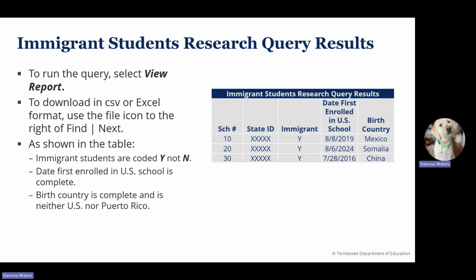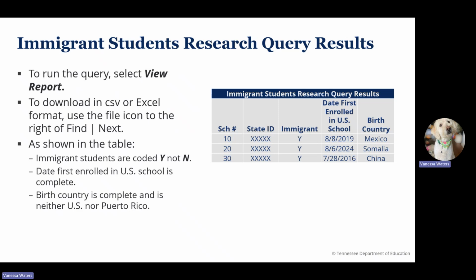Okay, so let's look at running the query. You will select View Reports. Next, you're going to download the query results to CSV or Excel format by selecting the file icon to the right of the Find Next button.